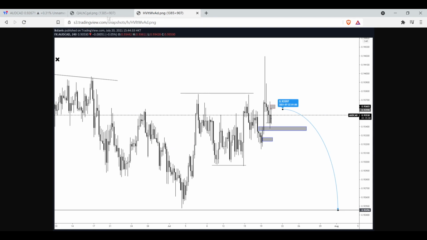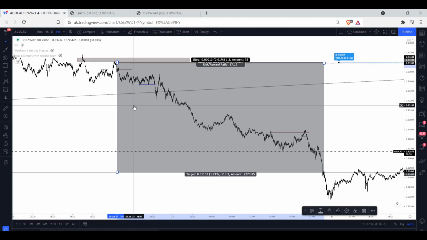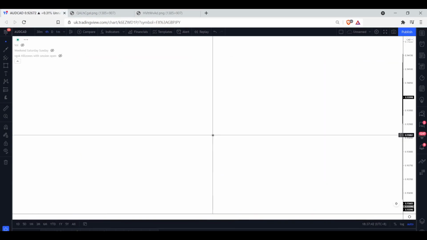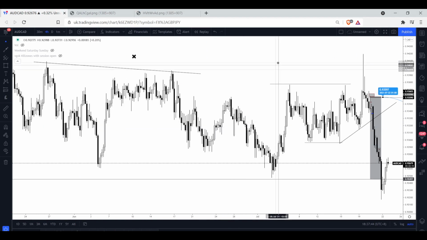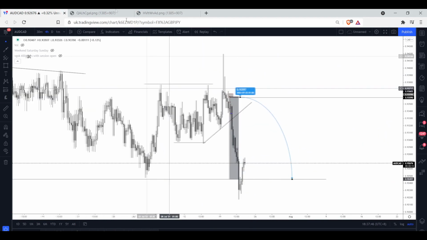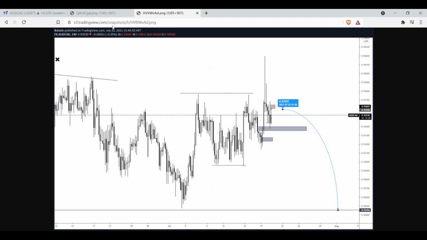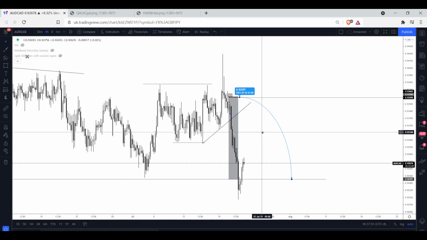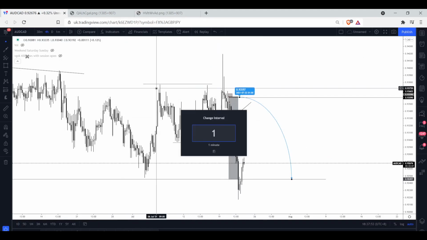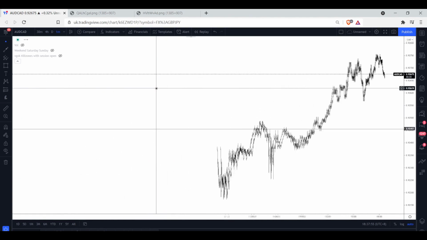This was taken literally 15 minutes after this screenshot, but this is on a higher time frame, the 4-hour time frame, and you can see it obviously going down to the target. If we go back to the 4-hour, you'll see the screenshot was taken back here, and we can see that it came down and completely annihilated our target. So let's really get into this analysis.